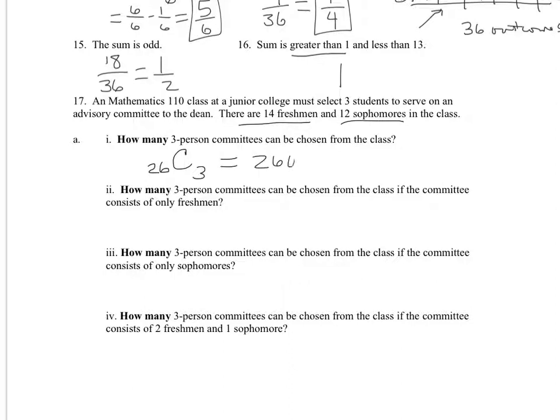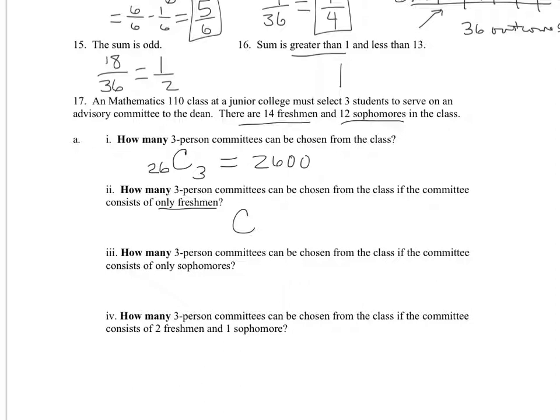Imagine this, there are 2,600 ways that I could put together a 3-person committee. That's how many different committees you could get out of 26 people. Kind of crazy when you think about it. Now, how many 3-person committees could be chosen from the class if the committee consists of only freshmen? Okay, it's still a committee, so order doesn't matter. That means it's still a combination.